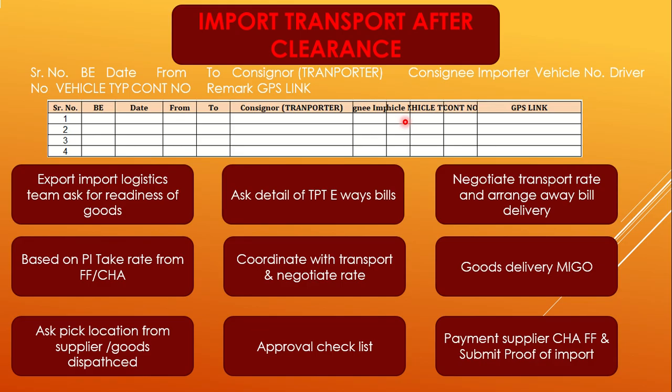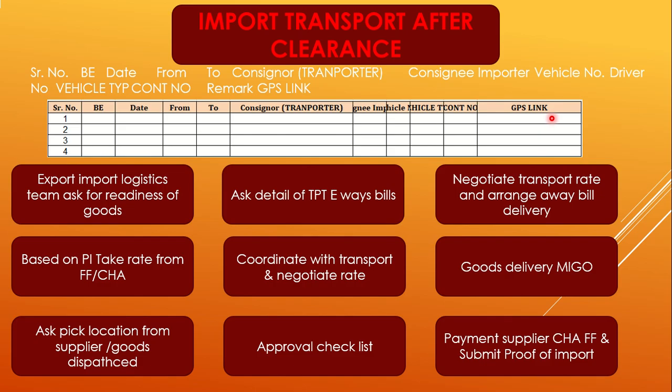After that, the vehicle number, the gadi number, needs to be mentioned, and the type of vehicle, what kind of type, like 20 feet container, 40 feet container, or other small vehicle. So the type of vehicle also needs to be mentioned. Then the contact number of the driver also needs to be mentioned.